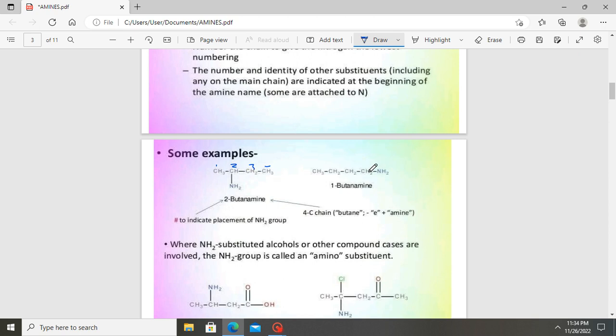Let's take this one too. You start naming from here: 1, 2, 3, 4, and the amino group is at the first position because we want to give the least number to the nitrogen, so it becomes 1-butanamine. Take note, in naming amines, unlike the other compounds, we don't number the nitrogen. We only number the carbons. We don't include the functional group as the first number, unlike the other compounds.